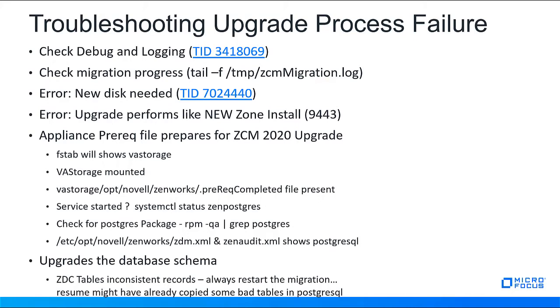At any time, had you done the Sybase to Postgres upgrade and it failed, remember it has an option to restart or resume. If you resume, it may have already copied some bad tables before it found out it had errored out. So if you resumed, you may have some bad tables in there, and that may be an issue. So even though we have that option, it's always best to restart that migration from Sybase to Postgres, should it have failed, so that it gets everything in its entirety.